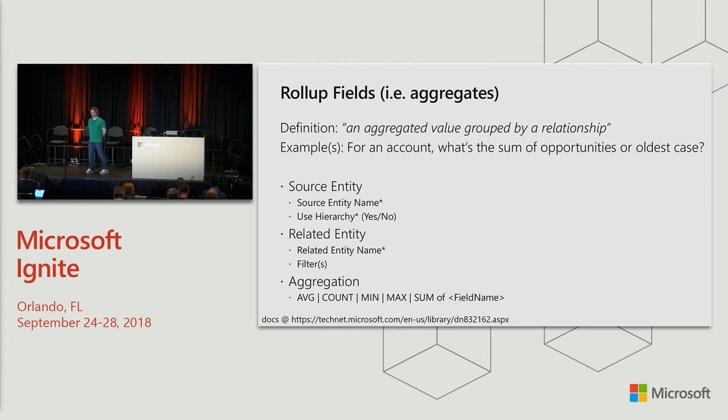This is very, very helpful when you're looking to drive next best action in your system, because you want to know in a service scenario, hey, for this customer, what is the oldest case that I need to take a look at? Or, hey, as I'm looking to manage my sales pipeline, which account has the most open opportunities? Of course, this could also be weighted opportunities, so on and so forth. You can get really fancy here. And so for any roll-up field, there's a source entity, a related entity, as well as the aggregation that you want to run.